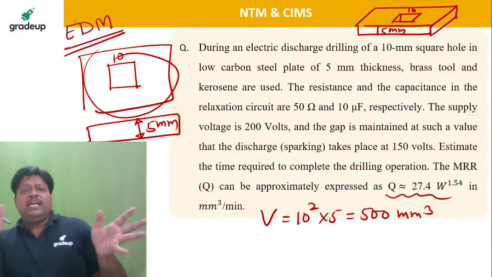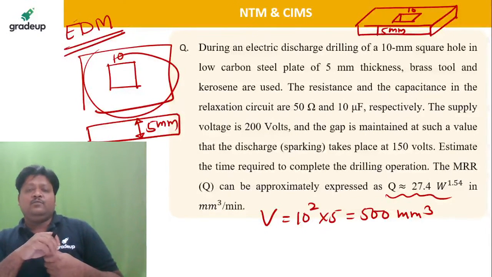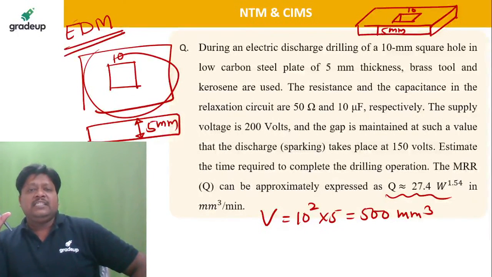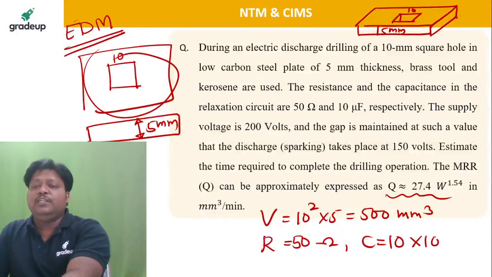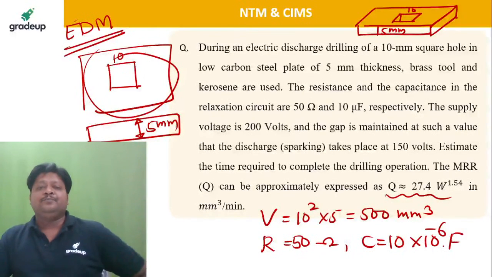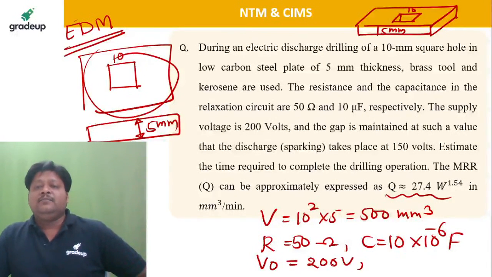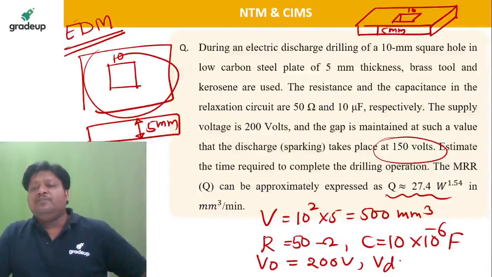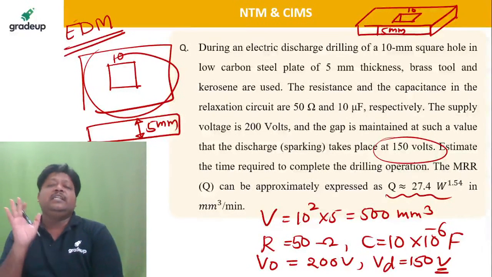Now what they are saying: using a brass tool, kerosene as the dielectric to increase the efficiency of the melting zone. The resistance R is 50 ohm and capacitance C is 10 microfarad, that is 10 into 10 to the power minus 6 farad respectively. Supply voltage VO is 200 volt and the discharge, that is sparking, takes place at 150 volts. Estimate the time required to complete the drilling operation.